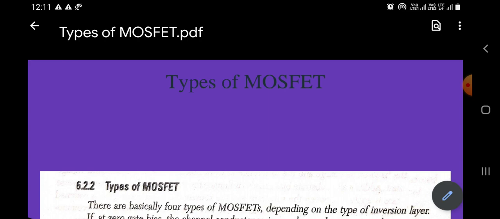If at 0 gate bias the channel conductance is very low and we must apply a positive voltage to the gate to form an N channel, then this device is normally off, that is the enhancement N type MOSFET.